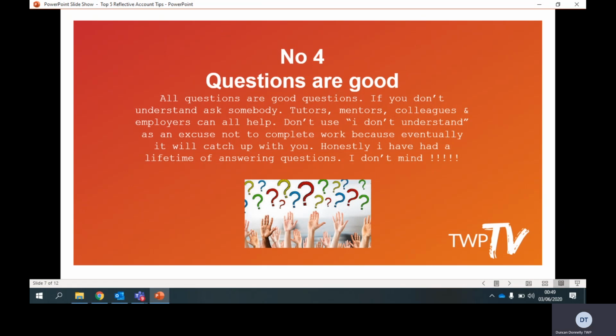Number 4, questions are good. Okay, all questions are good questions in relation to your reflective accounts. If you don't understand, ask somebody. Tutors, mentors, colleagues, and employers can all help, right? Please don't fall into the trap of using "I don't understand" as an excuse not to complete work, because eventually it'll catch up with you, and you'll end up with a stockpile of work and you'll be overwhelmed, right?